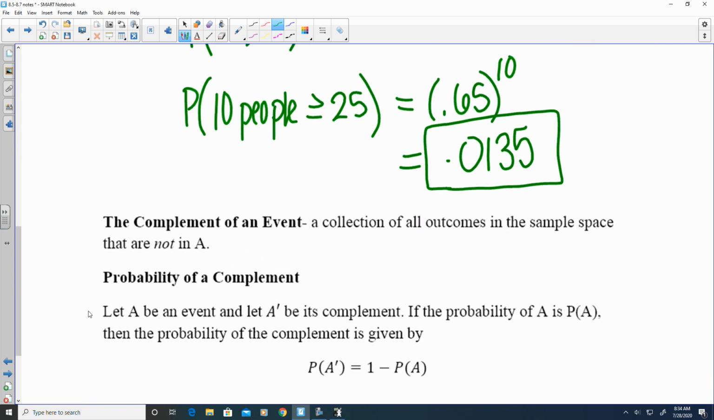Now the complement of an event is just everything that's not in event A. So in the example that we just did of greater than or equal to 25, the complement of that would be younger than 25. They're always going to add up to 1. If I know that everything in a sample space is going to add up to 1, and the complement is everything in the sample space that isn't event A, that's how we know that they're going to add up to 1. The notation that we use for the complement is the little hash mark. Call that A prime. And to find the probability of A prime, we do 1 minus the probability of event A.